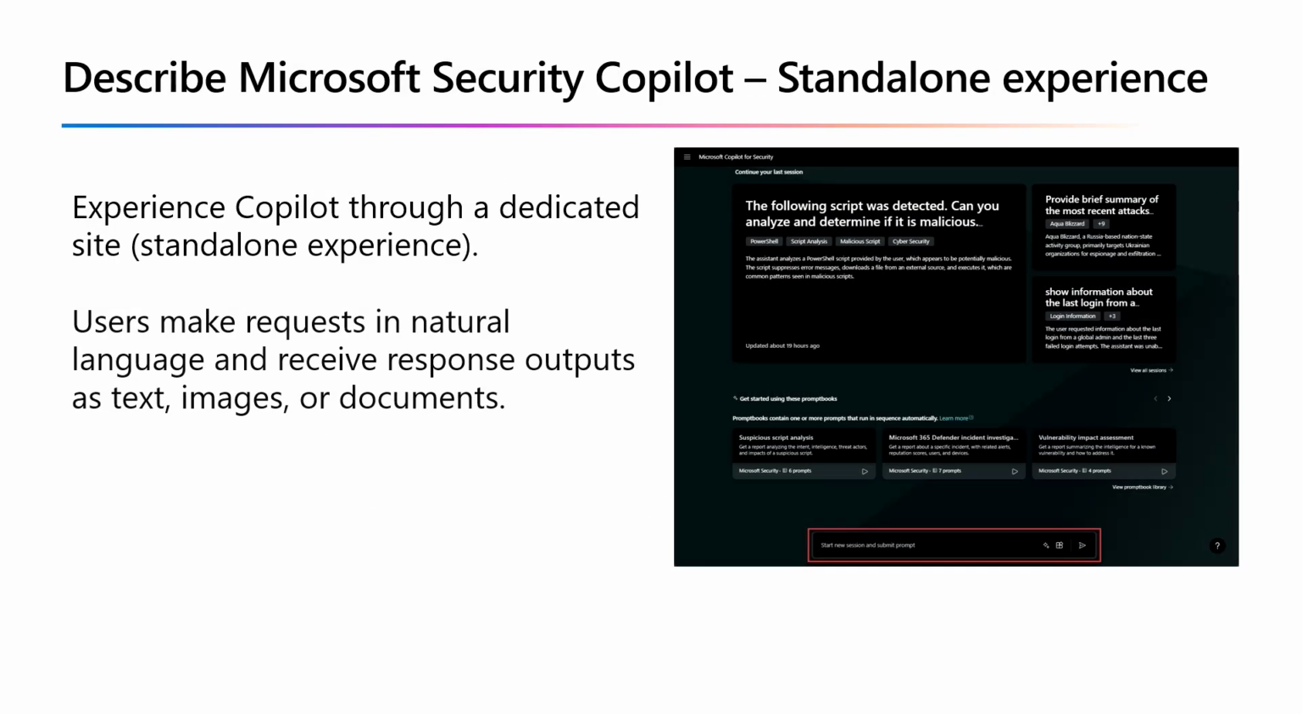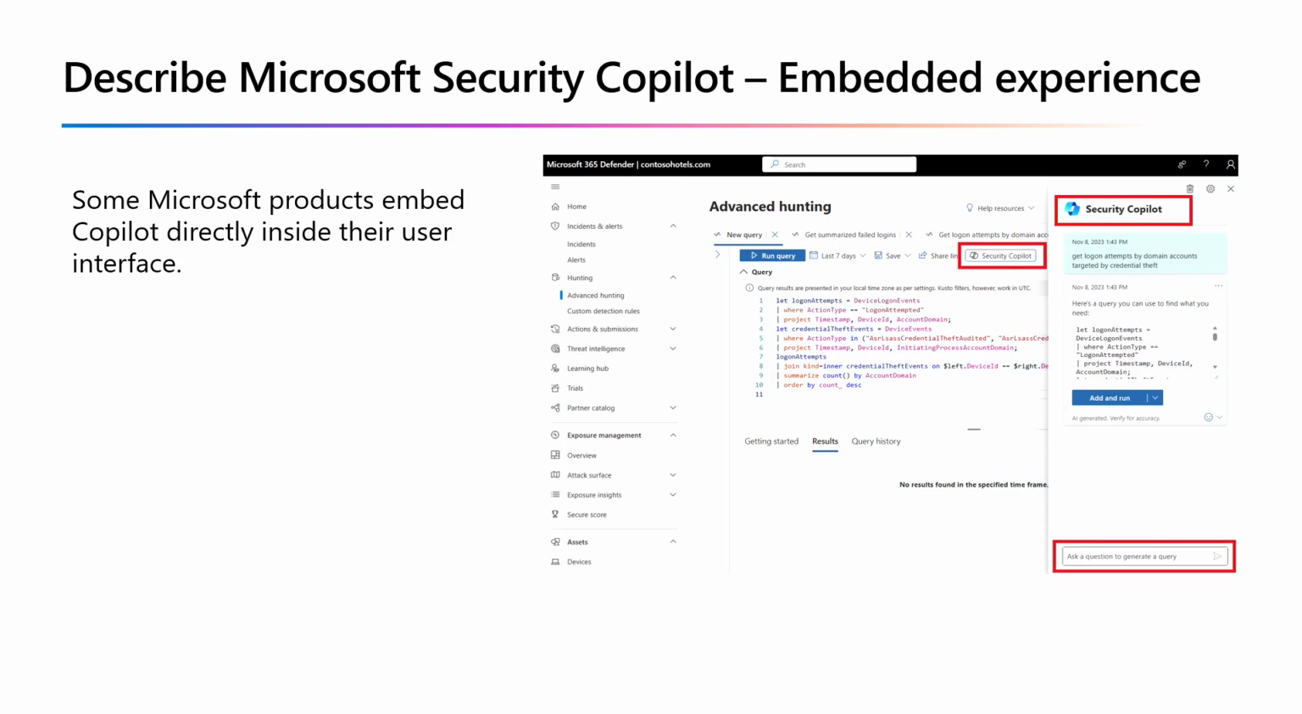Microsoft Security Copilot offers both standalone and embedded experiences. With the standalone experience, you can experience Copilot through the dedicated site. Users interact with Copilot through the prompt bar. In the prompt bar, users make requests in natural language and then receive response output as text, images, or documents. Microsoft Security products embed Copilot capabilities directly within the product's user interface. This experience is referred to as embedded experience.